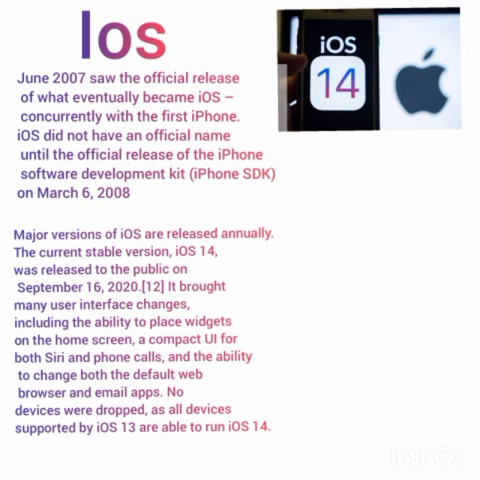June 2007 saw the official release of what eventually became iOS, concurrently with the first iPhone. iOS did not have an official name until the release of the iPhone Software Development Kit, or iPhone SDK, on March 6, 2008.